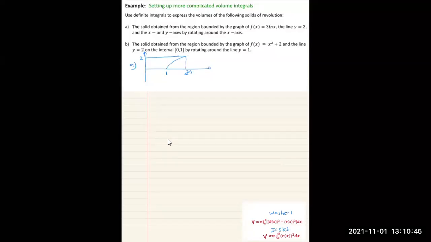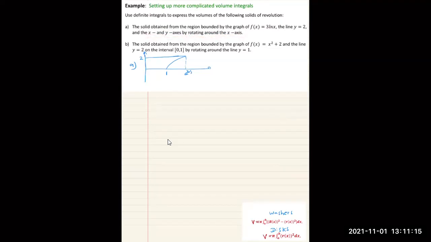Right, now let's go over this example. Use definite integrals to express the volume of the following solids of revolution. Here is the first one. The solid obtained from the region bounded by the graphs of f of x is equal to 3 ln x, the line y is equal to 2, and the x-axis and y-axis by rotating around the x-axis.